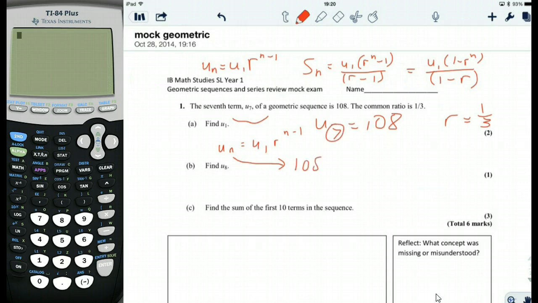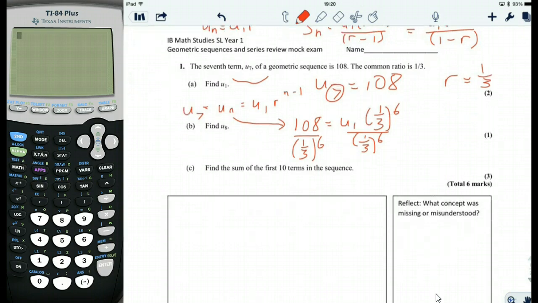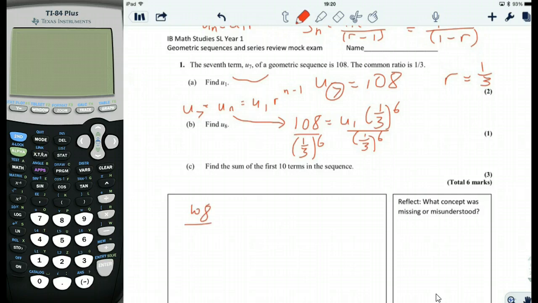Okay, so we'll put 108. And then if we put 108 for UN, we're actually saying it's U7, not just UN. U1, we don't know what it is yet. That's what we're finding. And then R is one-third. And then N minus 1 would be 7 minus 1, which would be 6. Okay, so now we could divide both sides by one-third to the sixth. Okay, and then we would have 108 divided by one-third to the sixth is equal to U1.